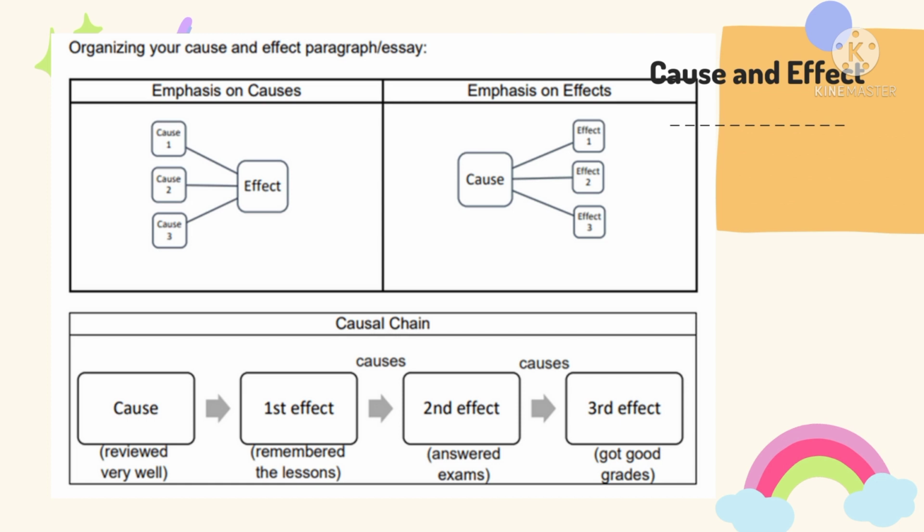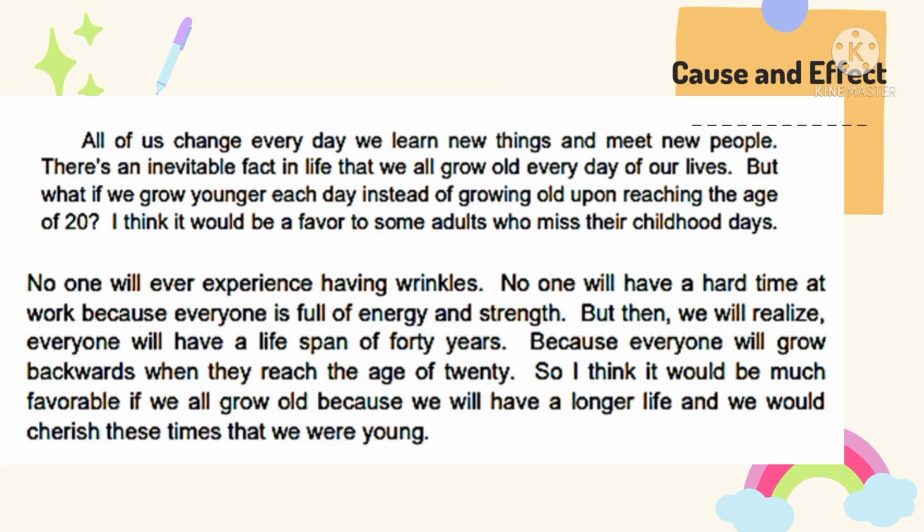How will you organize your cause and effect paragraph or essay? Here you can give emphasis as to whether you will highlight the effect or the cause. If you would like to highlight the cause, you have to give emphasis on explaining the different causes and then the effect. And if you would like to give emphasis on the effects, you have to explain first the main cause and the possible effects afterwards. You may take a look at the sample paragraph so you will understand better the difference between how a cause is explained or how an effect is explained.